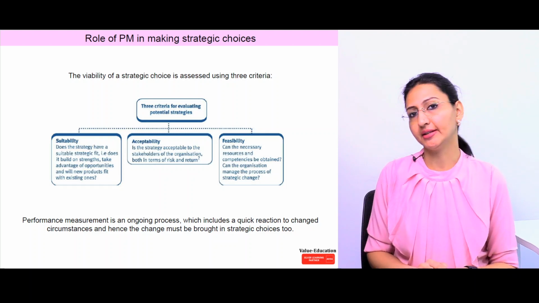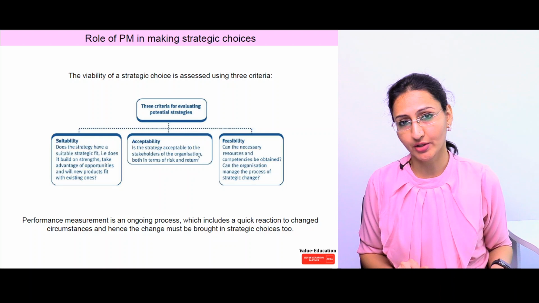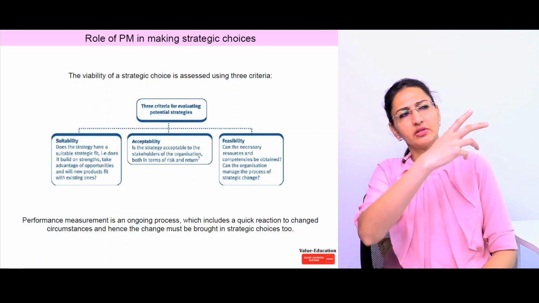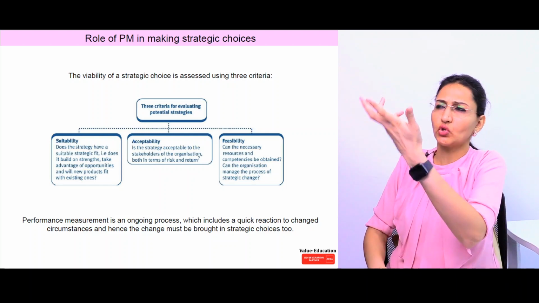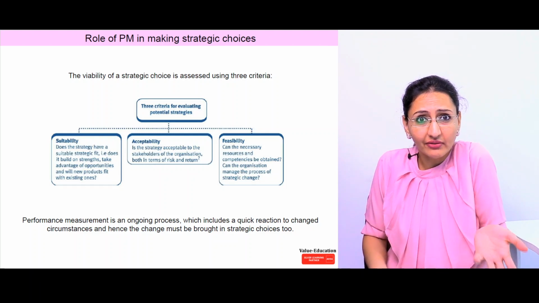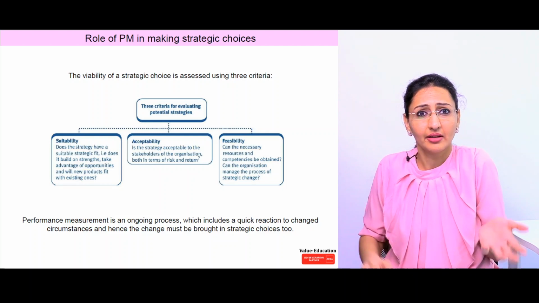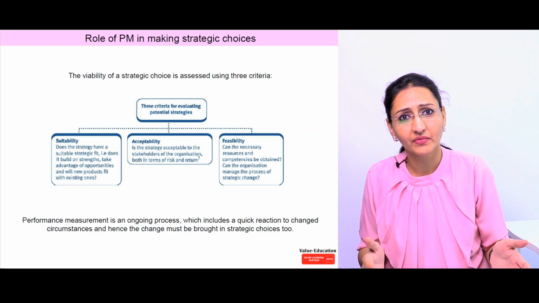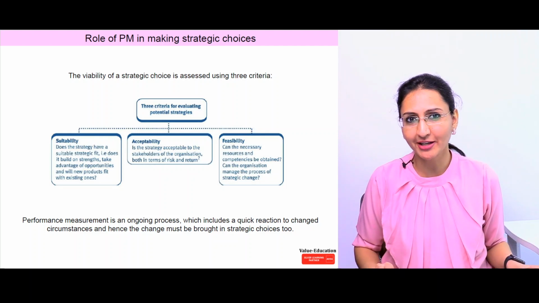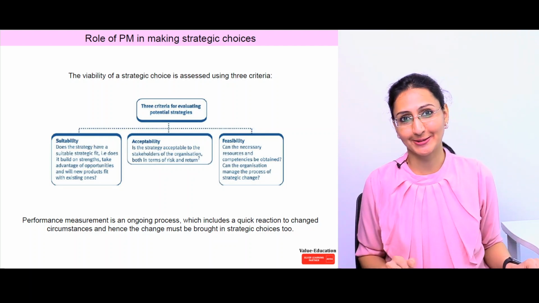Finding out the viability of strategic choices. You are saying that we need to go ahead with an acquisition. You are saying we need to go ahead with a joint venture. Are they viable? Can you really take them up? Are they really going to be profitable? This is the role of performance management in making strategic choices.